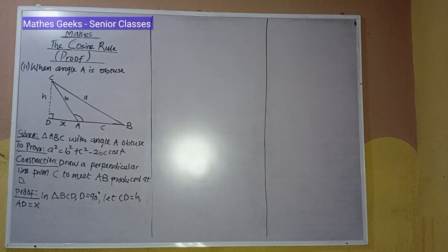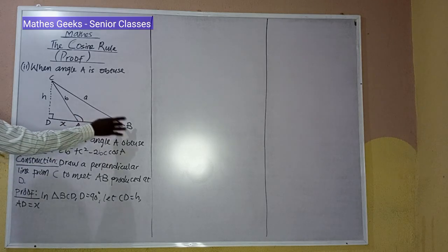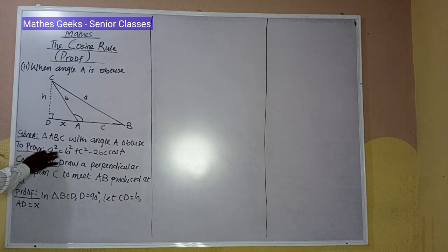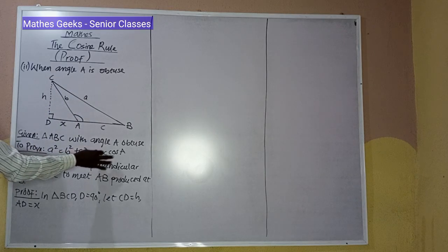So we want to carry out a proof for the cosine rule when angle A is obtuse. That's the second alternative for proving that the cosine rule a squared is equal to b squared plus c squared minus 2bc cos A is true. But this time around, we're going to use a case where one of the angles is obtuse. So given triangle ABC with angle A obtuse, this was the triangle we're given, prove that a squared is equal to b squared plus c squared minus 2bc cos A.